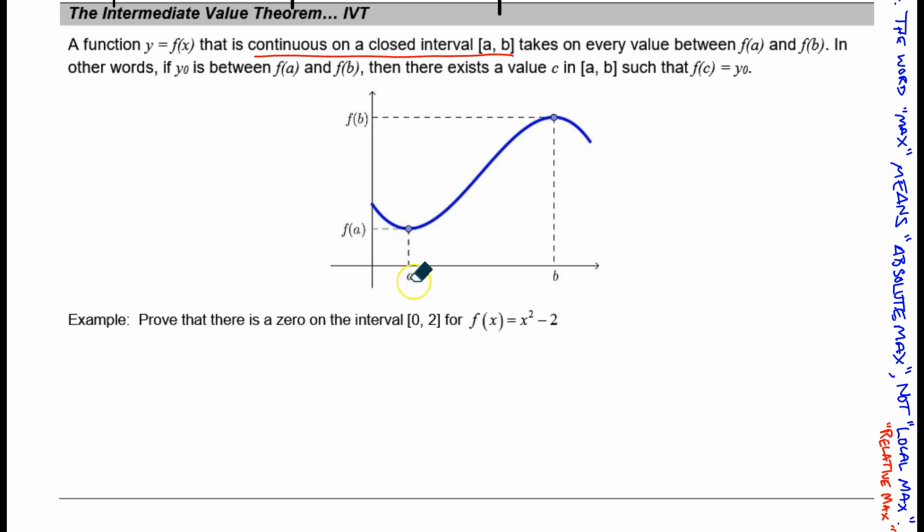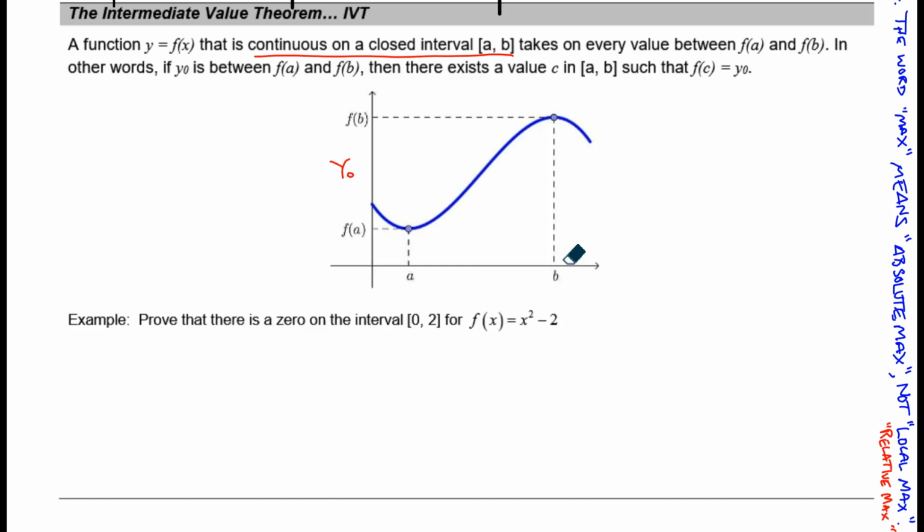And then we have the output at each of those values. So a gives me an output f of a. B gives me an output f of b. So if we have some value y sub 0 that is between f of a and f of b, then there exists a value c, so c is going to be somewhere down here on this interval, such that f of c equals y sub 0.